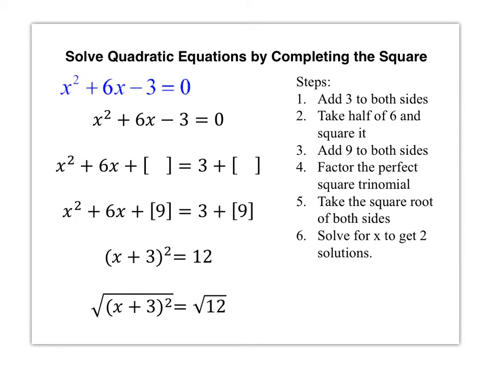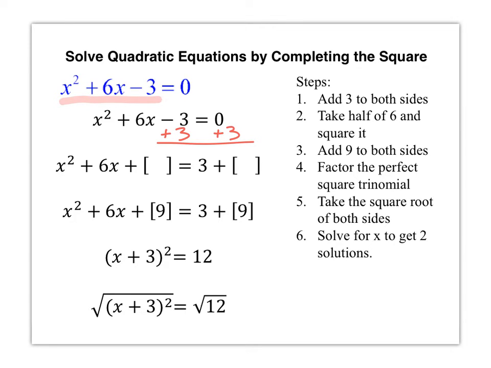In this example, we're solving the quadratic equation by using the method of completing the square. Beginning with our quadratic equation, x squared plus 6x minus 3 equal to 0. It's in standard form. Our goal in using the method of completing the square is to end up with a perfect square trinomial that can be factored. So our first step is to add 3 to both sides of this equation. When you add 3 to the left side, you want to add 3 to the right side of the equation.